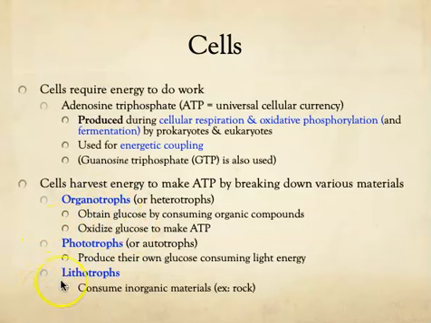The last category are the lithotrophs. This is a smaller group of organisms on our planet. These are the kinds of organisms that consume not glucose, not organic compounds, but inorganic materials. They can then break apart those inorganic molecules to obtain energy to produce ATP.